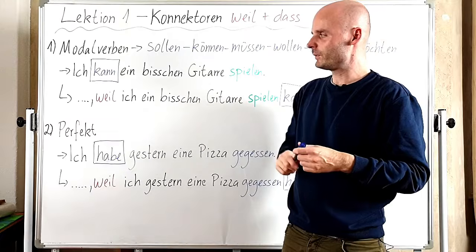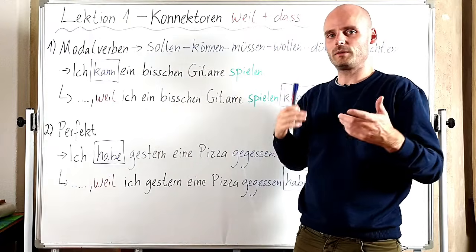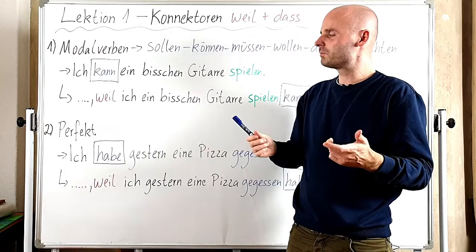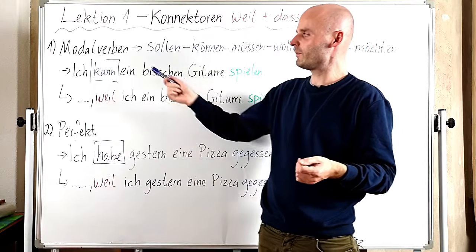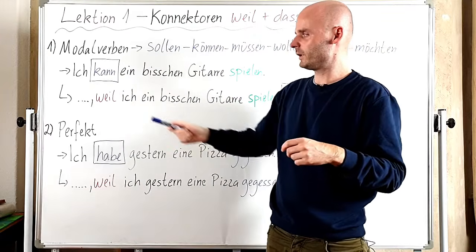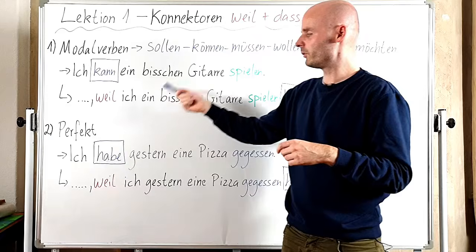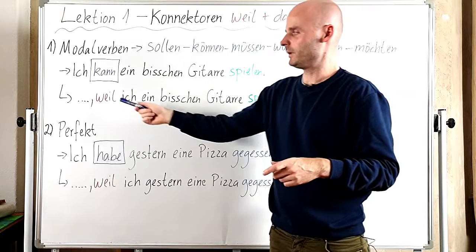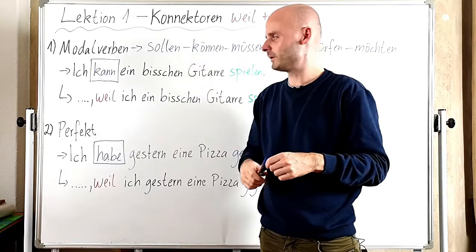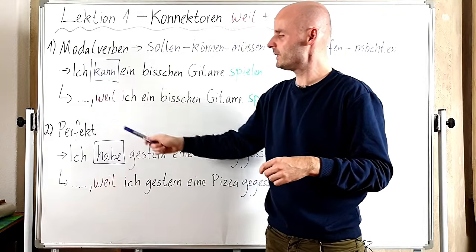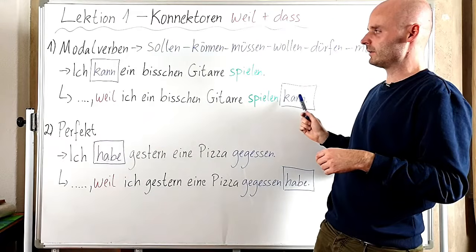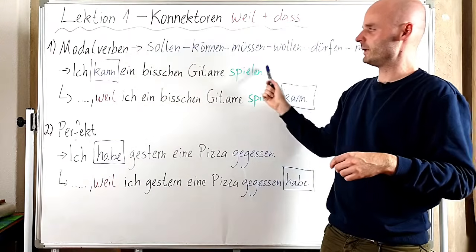So now we have two verbs and sometimes students are confused, okay, which verb goes at the end now? It's basically very simple because whatever's in position 2, if you put it in a subordinate clause, like with weil or das, it goes at the end. So, I couldn't find a start now, but it's Komma, weil ich ein bisschen Gitarre spielen kann. Right? So the kann just goes at the end.